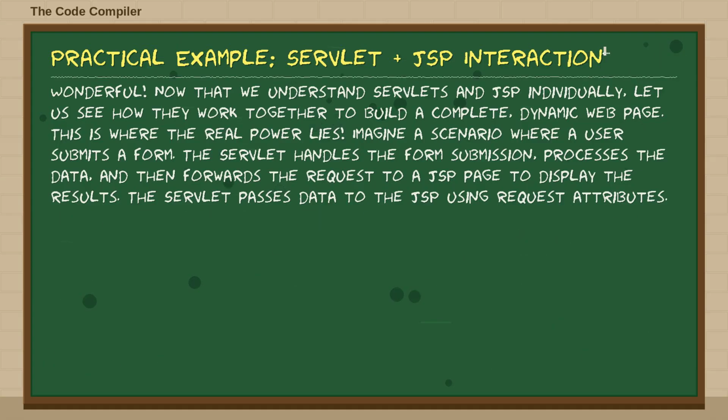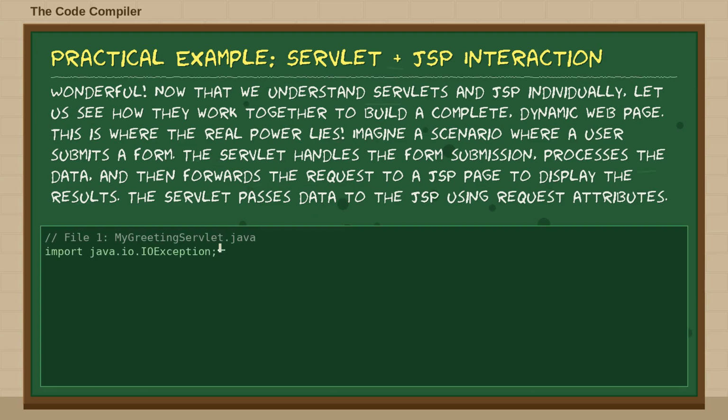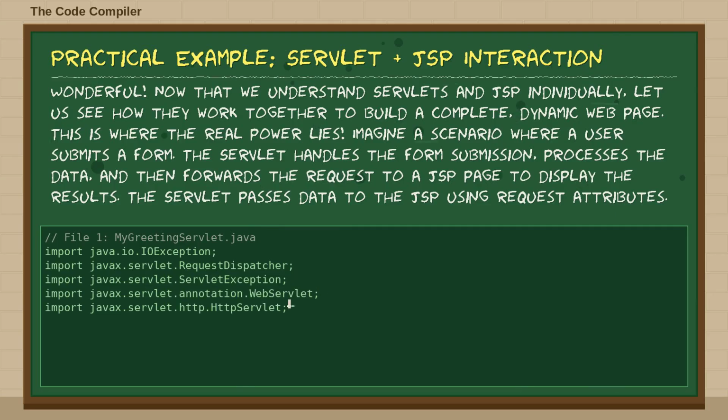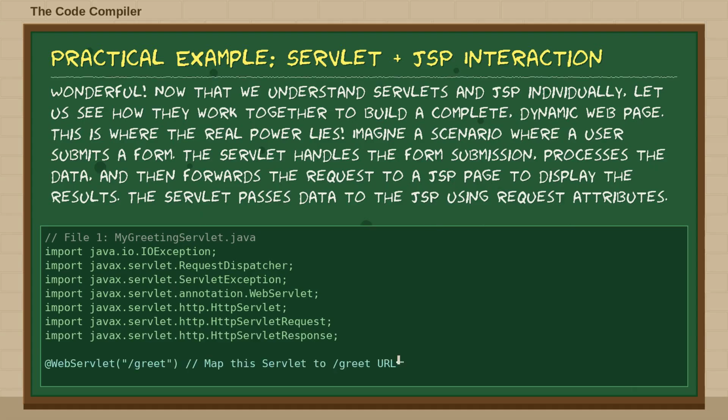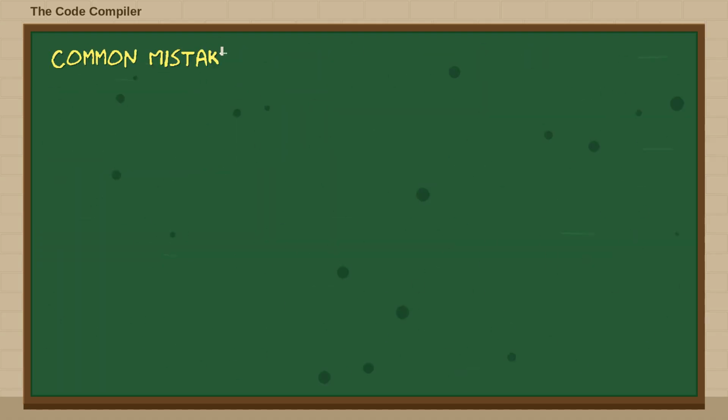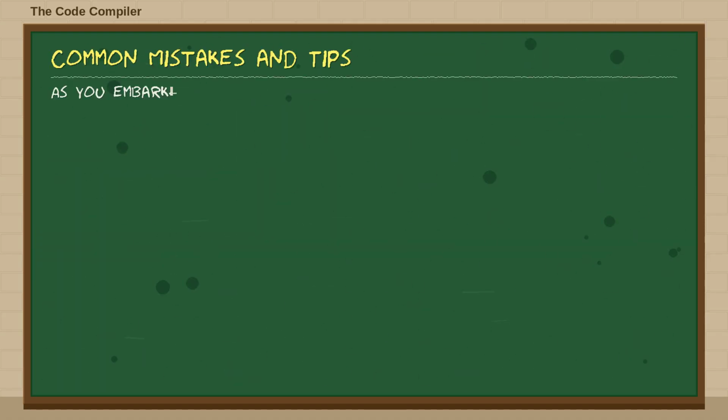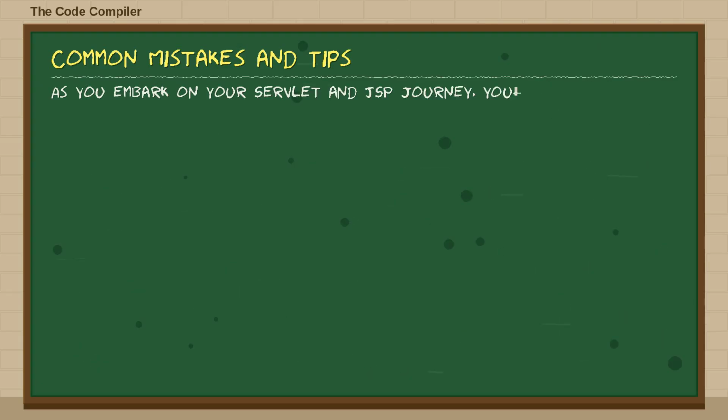This separation of concerns, where servlets handle logic and JSPs handle presentation, is a cornerstone of the Model View Controller, or MVC, design pattern in web development. Let us look at a simple example where a servlet calculates a greeting and passes it to a JSP for display. As you embark on your servlet and JSP journey, you might encounter a few common pitfalls.